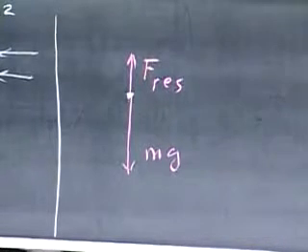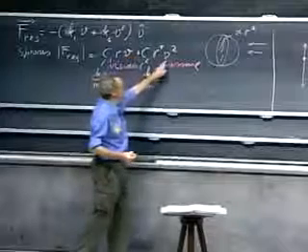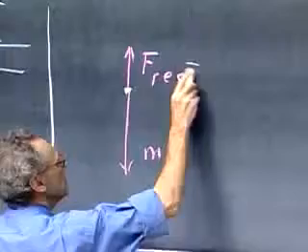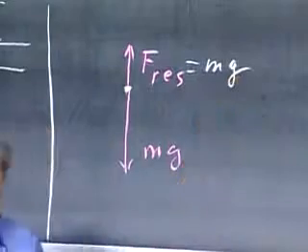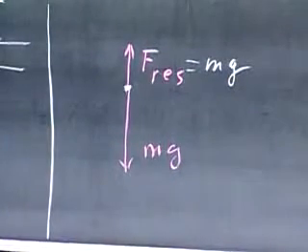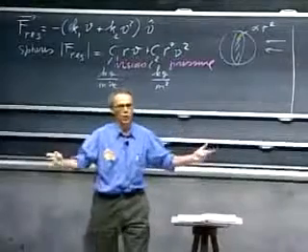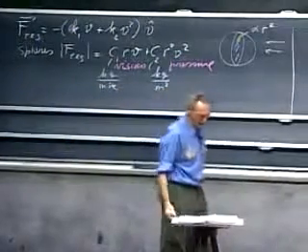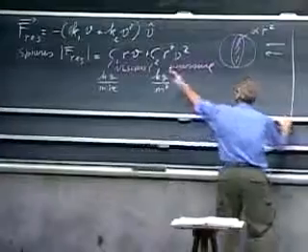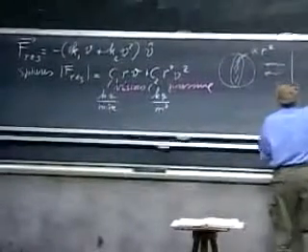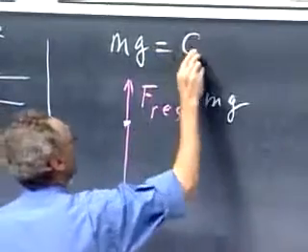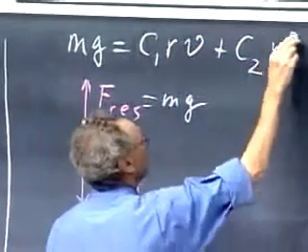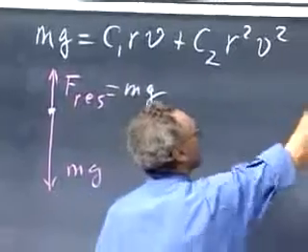and there comes a time, because the speed increases, so the resistive force will grow, and there comes a time that the two are equal. And when the two are equal, then there is no longer acceleration, so the object has a constant speed. And we call that the terminal velocity. And that will be the case when mg equals c1 rv plus c2 r squared v squared.